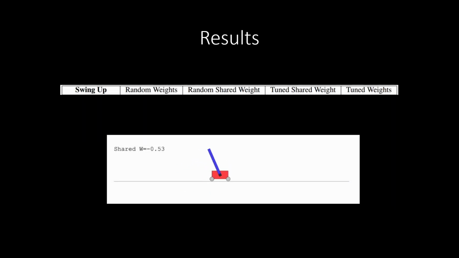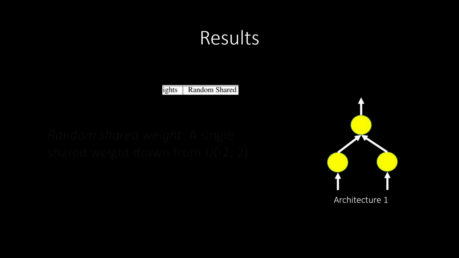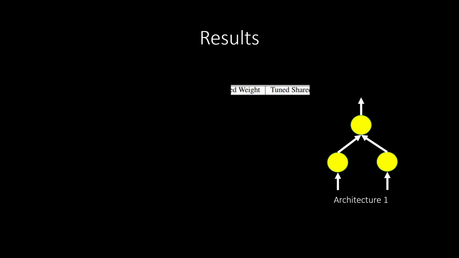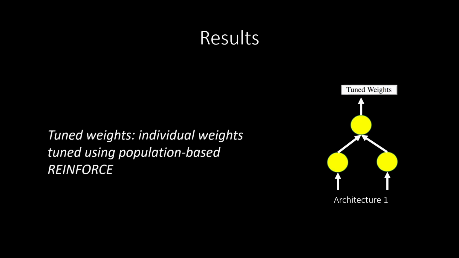Now the results are presented with 4 different categories of weights for all 3 tasks. In the first type, individual weights are drawn randomly from the list of weights uniformly. Here a single shared weight is drawn from the list of weights. In this category, it involves the highest performing shared weight value in the list of weights. Here the individual weights are tuned using the population-based reinforce algorithm.